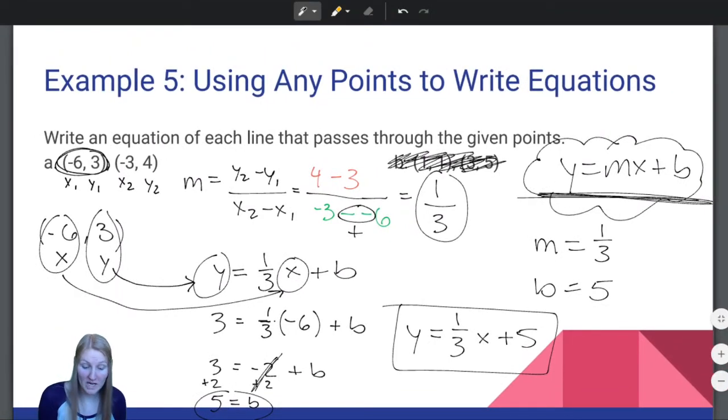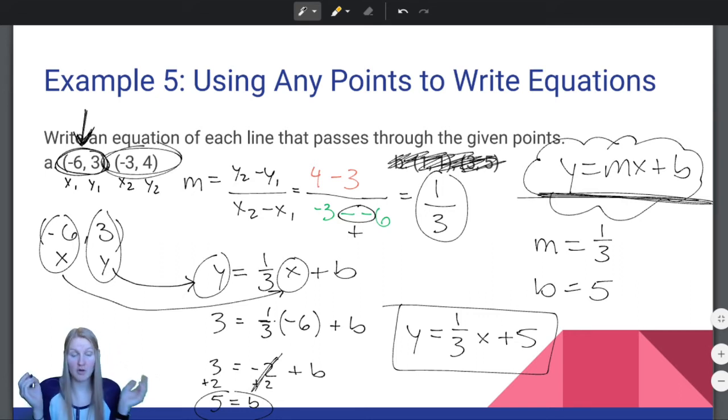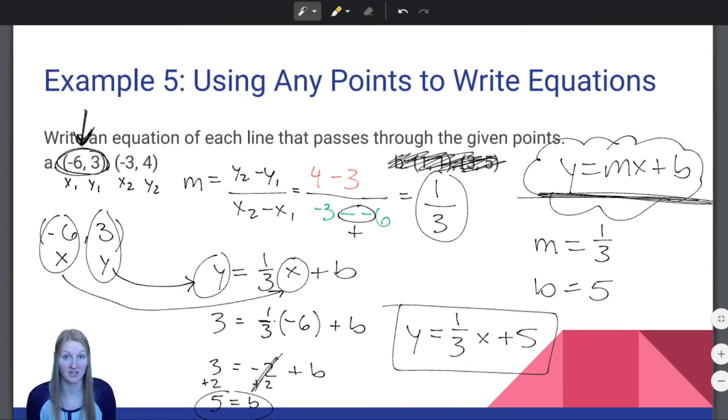Now remember, we used the first point. You can use whichever of these points you want. You could have used the negative 3, 4 instead. And you could have plugged in y equals 4 and x equals negative 3. That also would have worked. We chose the first point, but it doesn't matter which point you use.